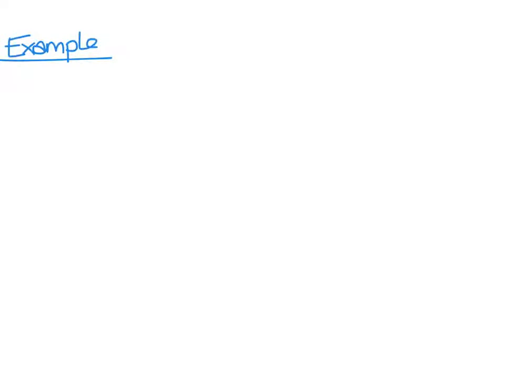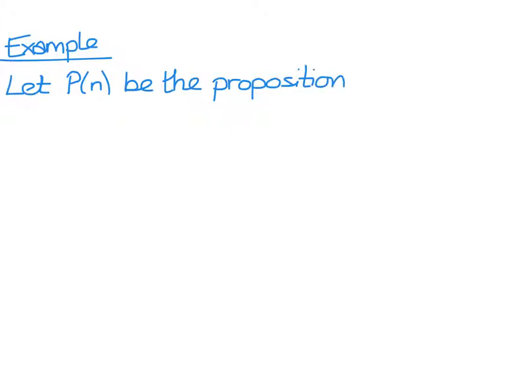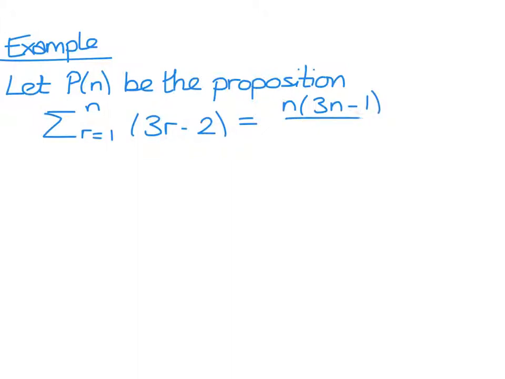So in this question, I'm going to let Pn be the proposition that the sum from r equals 1 to n of 3r minus 2 equals n times 3n minus 1 all divided by 2. And this is for all n greater than or equal to 1.